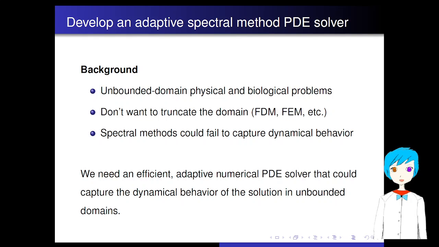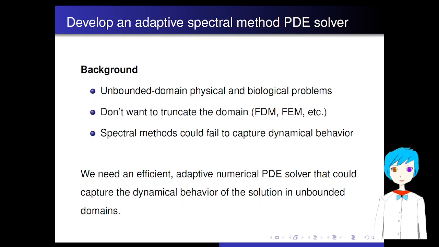Developing an adaptive spectral method PDE solver for unbounded domain problems is of practical importance because there are many unbounded domain physical and biological problems. Sometimes we don't want to truncate the domain.